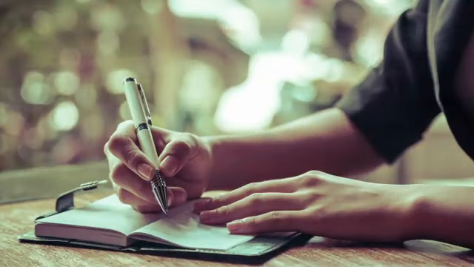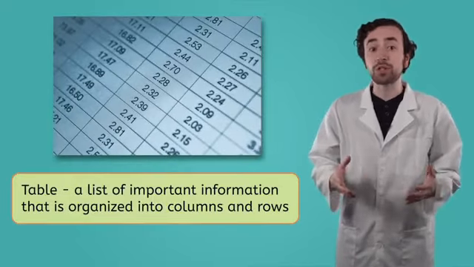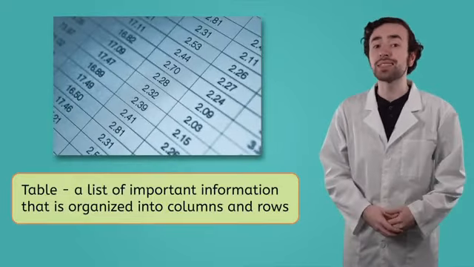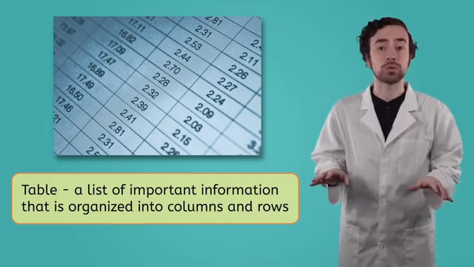Just like you might write in a diary or a journal to keep track of important events, scientists use journals to record important data. Now, what if I want to organize my data in a clear, easy-to-read format? For that, I would use a table. A table is a list of important information that is organized into columns and rows.